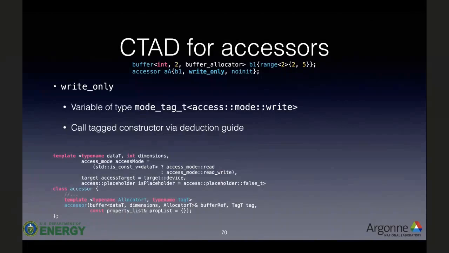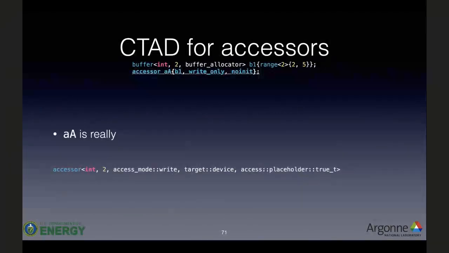So the top part of this is the complicated declaration for accessor, the template parameters, and how they get defaulted. And then there's a new constructor in there that takes a tag. If you didn't have that, the actual type of this accessor is really accessor of int, 2, access mode, target device, access placeholder true. That's a lot to type. It's a lot to keep track of, and those are details most people don't care about, right? You just want an accessor that's write only.